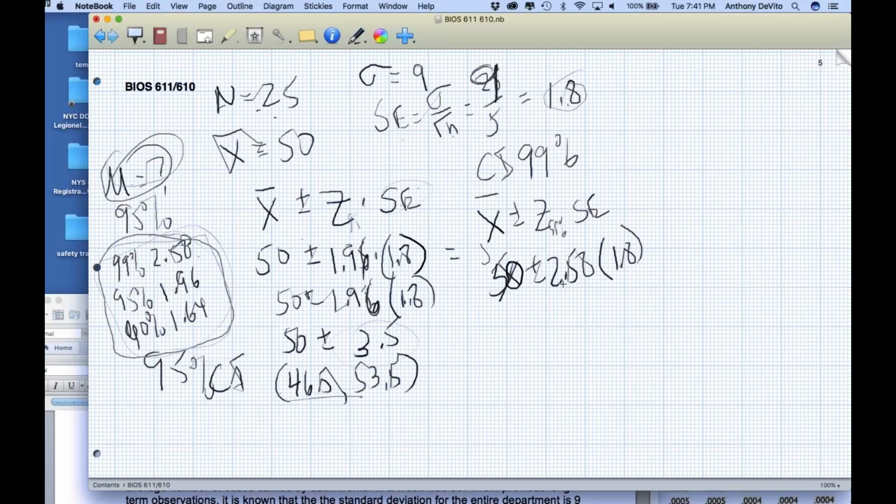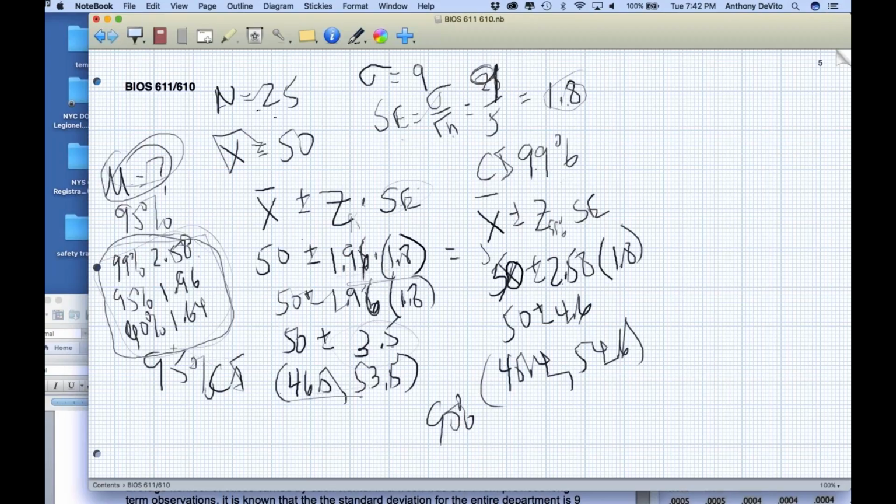Just because that z-score is larger now for a higher level of confidence, that's automatically going to make our margin of error a bigger number, which means that it's going to be a wider interval. So what do we got there? Anybody calculate that? Plus or minus 4.64. I'm going to call it 4.6. So instead of 3.5, margin of error is 4.6. So it's going to be equal to 45.4 and 54.6.